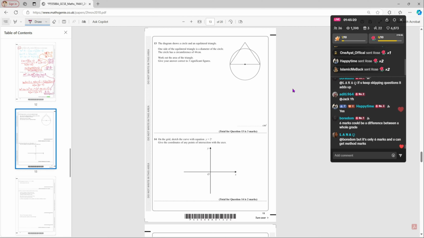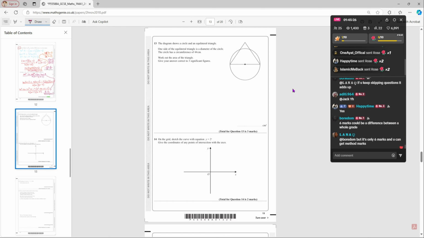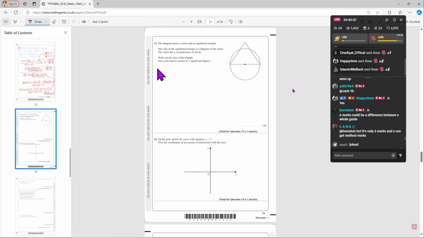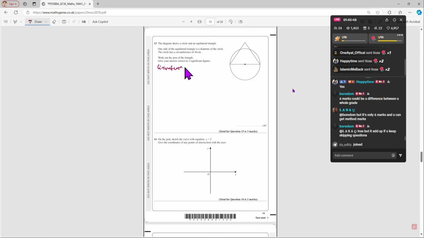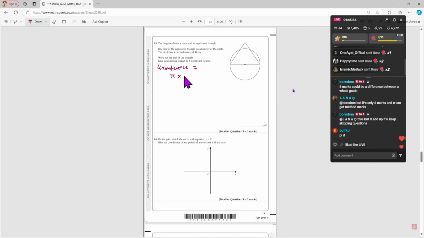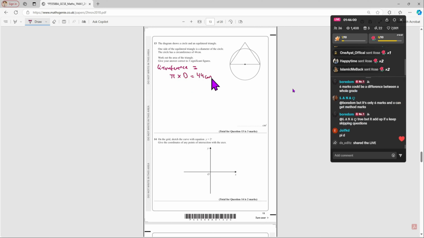So the first thing we have to do is work out the diameter of our circle. To work out the diameter, we know the circumference is 44 centimeters. So in the chat, does anyone know the formula to work out the circumference of a circle? Is pi times something. What is the formula? The circumference is going to be equal to pi times the diameter, which is now equal to 44 centimeters.